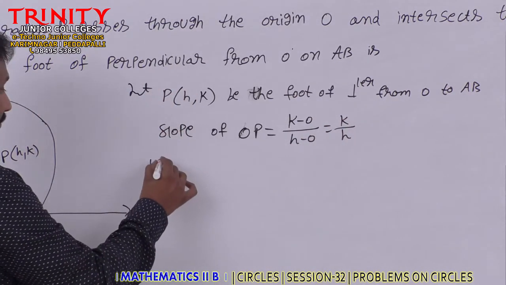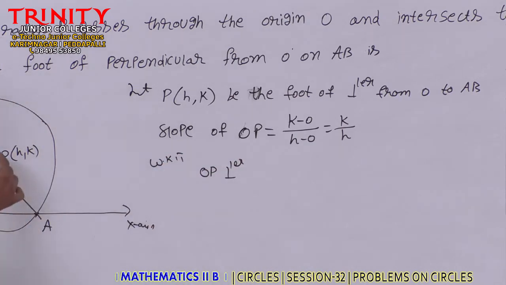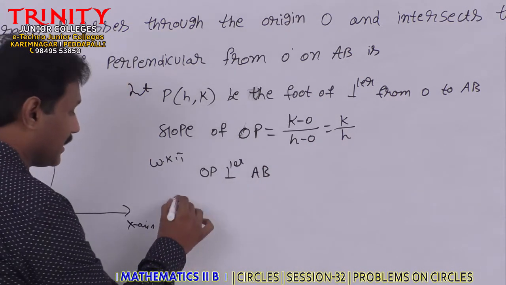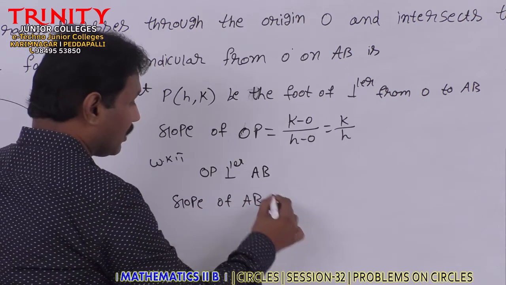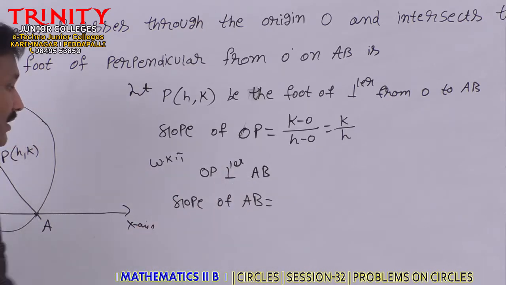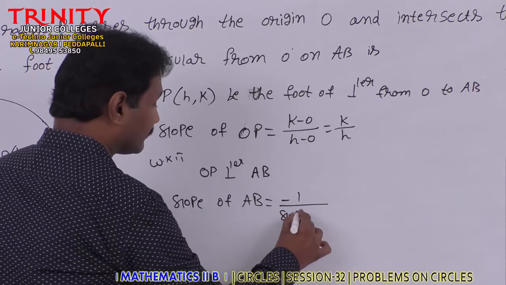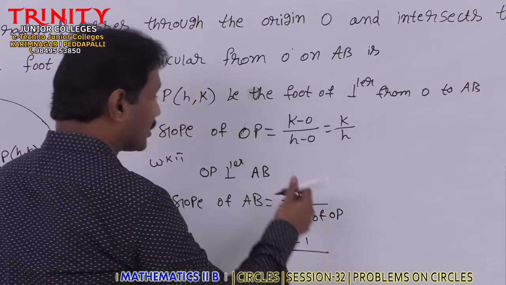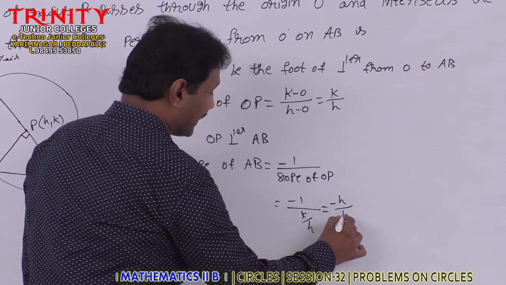We know that OP is perpendicular to AB. Since the two lines are perpendicular, the product of their slopes is equal to minus 1. Therefore, slope of AB equals minus 1 by slope of OP, and slope of OP is k by h, so slope of AB equals minus h by k.